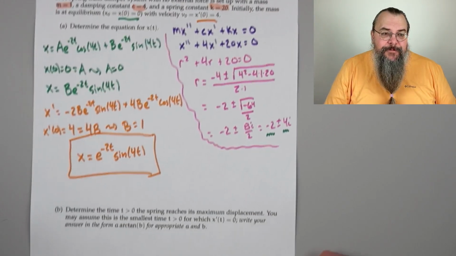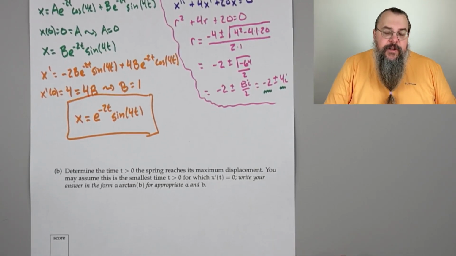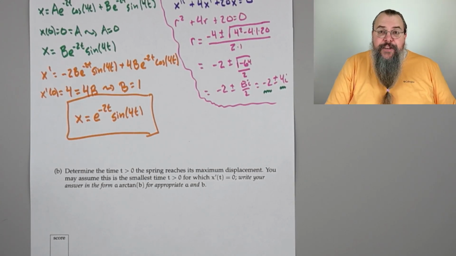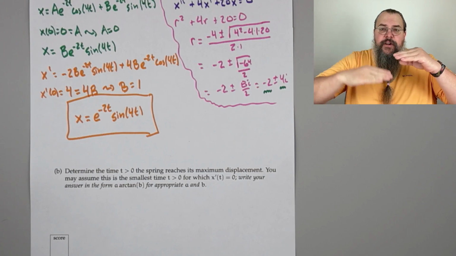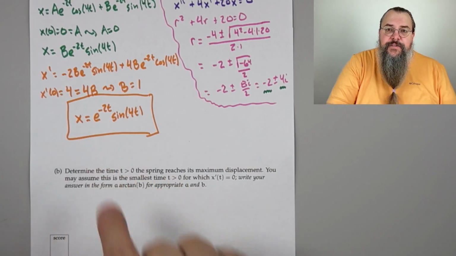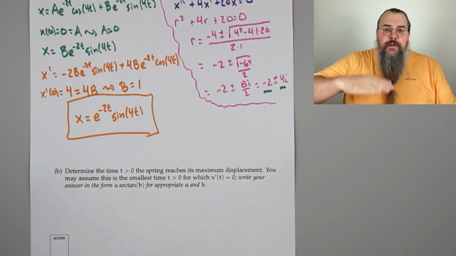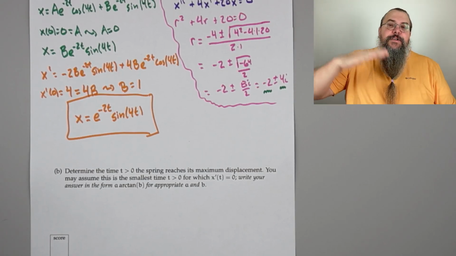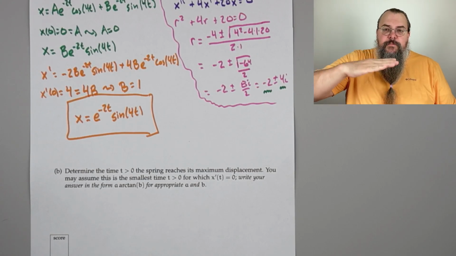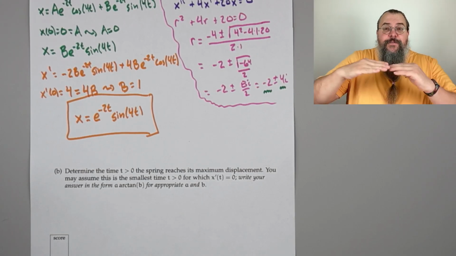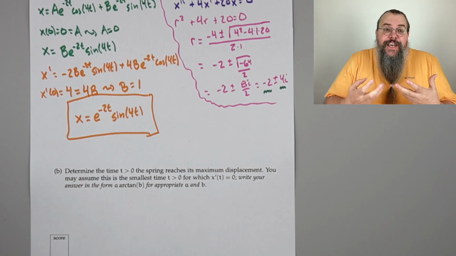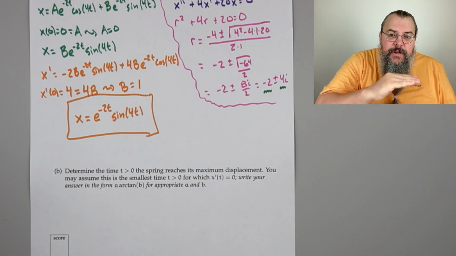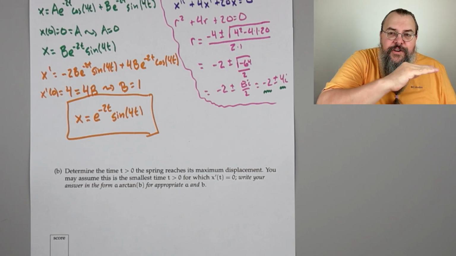This one also has a part B. What does that say? Determine the time t greater than 0 the spring reaches its maximum displacement. So in other words, you have the spring going up and down, but you'll notice that there's this exponential function. So as the spring goes up and down, it's going to start to shrink over time, rapidly shrinking. So when does it get as far away from zero? Well, the answer is the first time it goes up, because after that, every time it goes, it gets smaller and smaller.